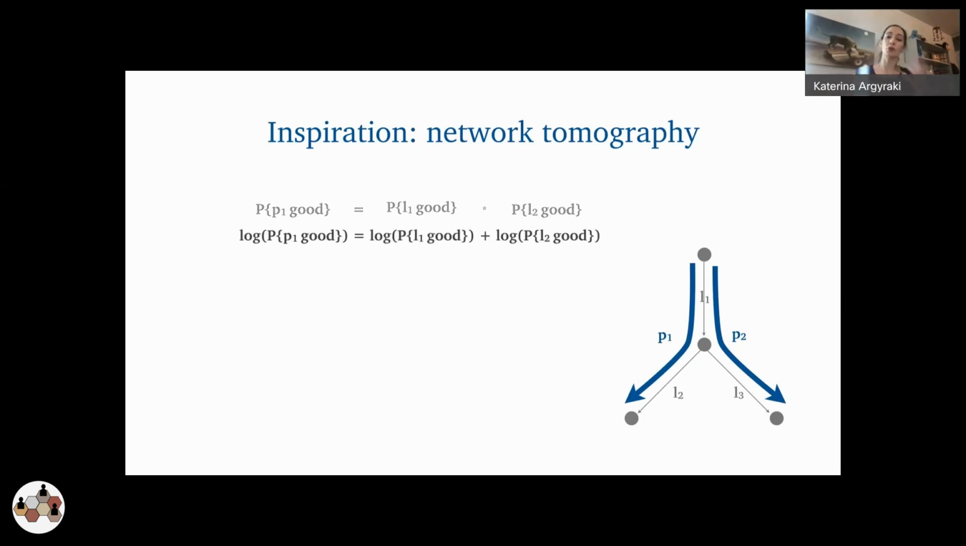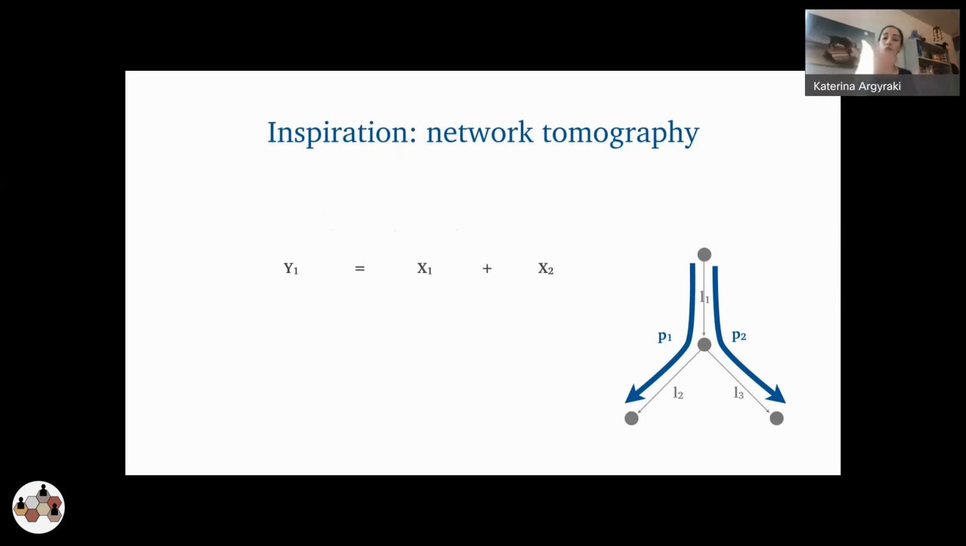And the classic trick that the tomography people apply is to take the log, and then you end up with a linear equation, which is easier to deal with. And then for simplicity, we can replace these logs of probabilities with y's and x's. So the thing to remember here, again, these are logs of probability, so they're non-positive numbers. So all this equation says is that path P1 depends on links L1 and L2. And we can write a similar equation about path P2, so it depends on links L1 and L3.